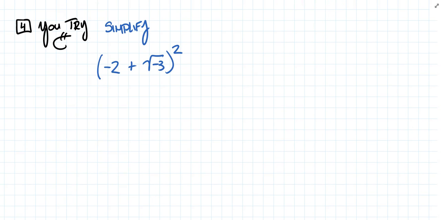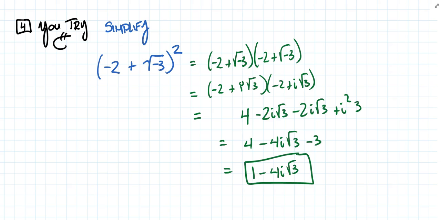Okay, box number 4 is a You Try. I want you to do negative 2 plus radical negative 3, squared. Hopefully you got the right answer of 1 minus 4i radical 3. Here's how I did it.